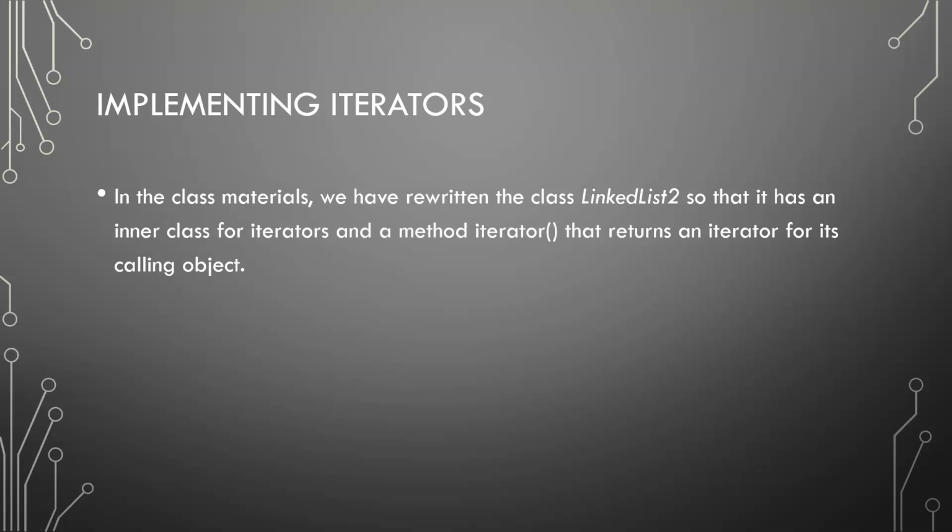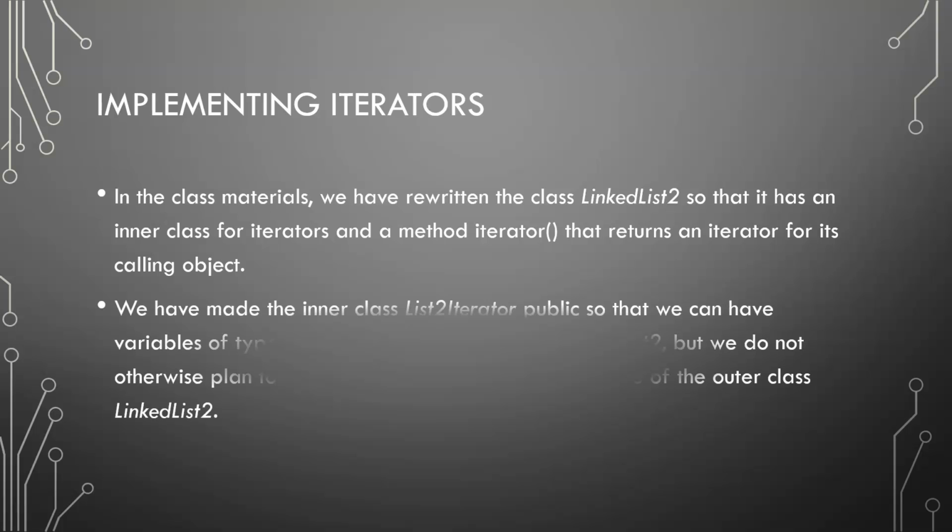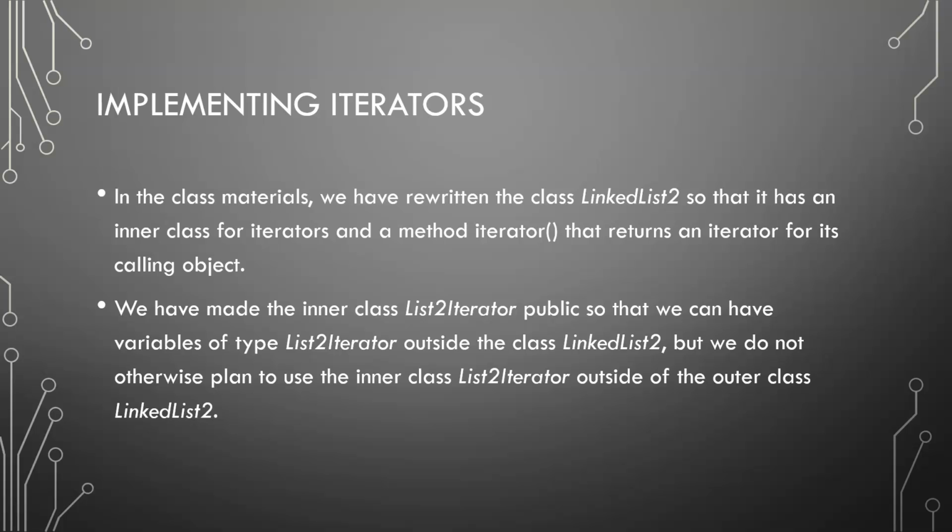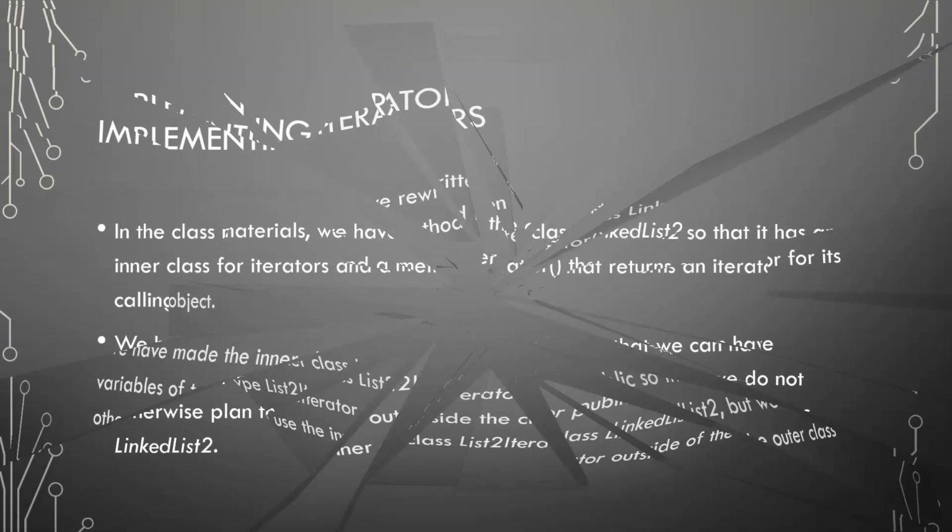In the class materials, we have rewritten our linked list 2 so that it has an inner class for iterators and a method known as iterator that returns an iterator for its calling object. We have made the inner class list2 iterator public so that we can have variables of type list2 iterator outside the class linked list 2, but we do not otherwise plan to use the inner class list2 iterator outside of the outer class.